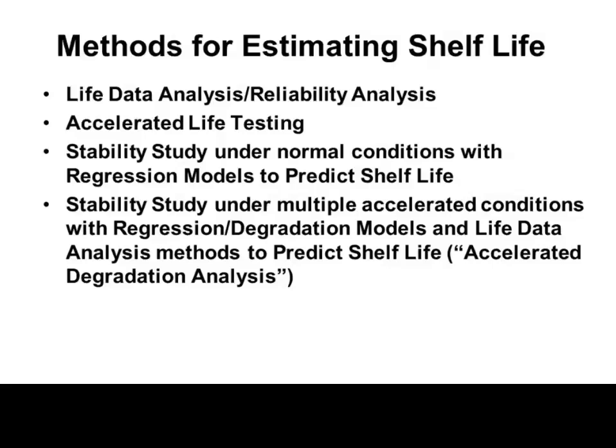The second main approach is conducting a stability study, where you're measuring a parameter and observing its degradation, and then usually fitting a regression curve or line to that degradation, and then using that to predict when the values are going to reach a certain point that we'd call a failure. And then we'll talk about how to accelerate that kind of a model as well.